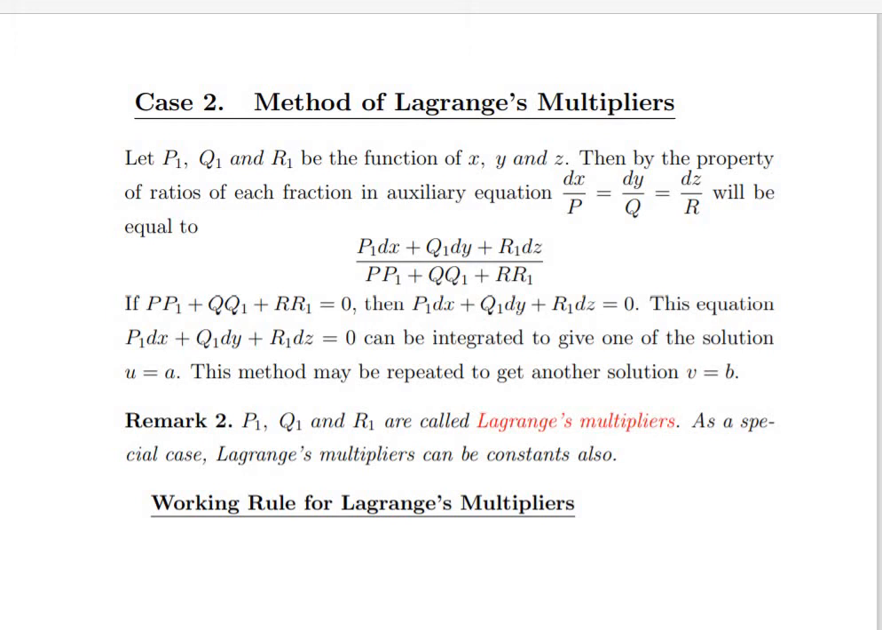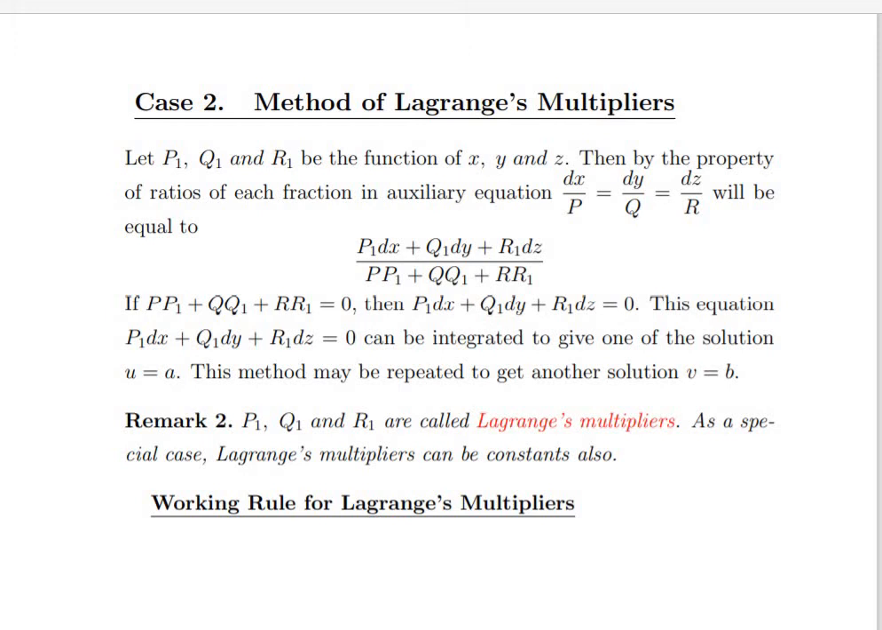So we usually use the method of Lagrange's multipliers if case 1 is failing. That means if we are not able to find the solution using the method of grouping. So here capital P1, capital Q1 and capital R1 are called the Lagrange's multipliers. As a special case, Lagrange's multipliers can be constants also. Usually we'll take them as functions of x, y and z.